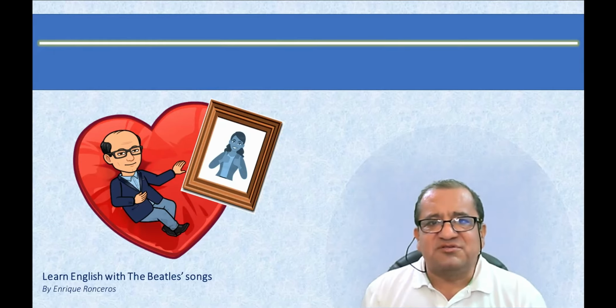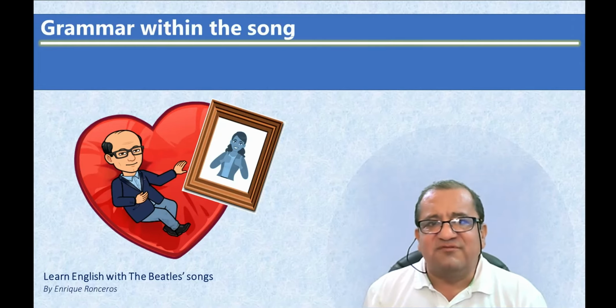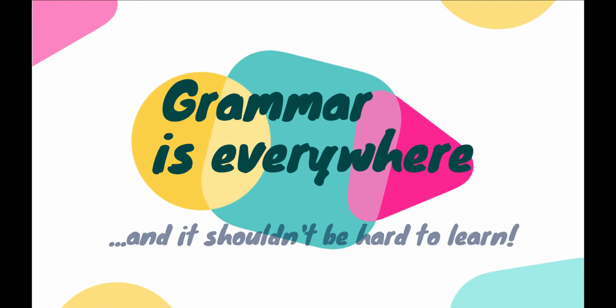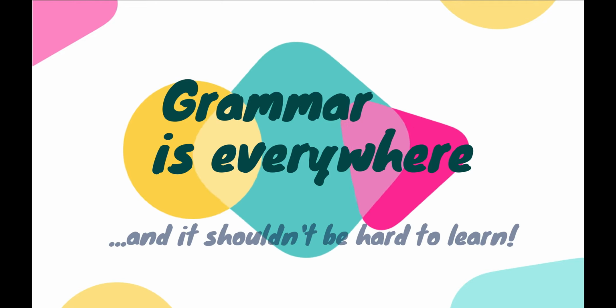Today we are going to study the grammar within the song And I Love Her by the Beatles. Within the song, we can find different examples of sentences and phrases that we can consider part of a grammar aspect of the English language. So let's explore them. The first one that we are going to see is the present simple affirmative.